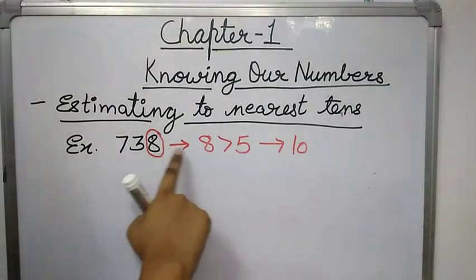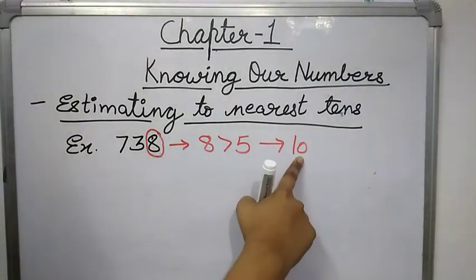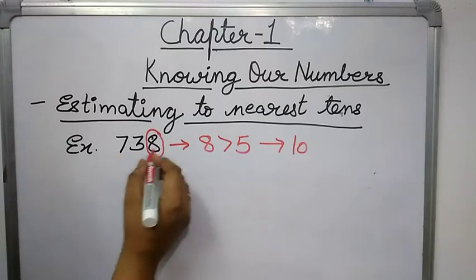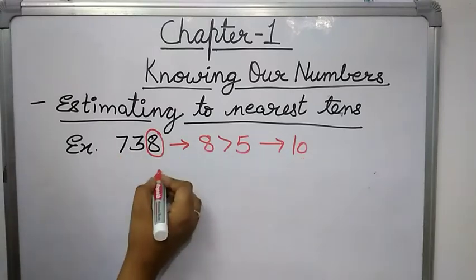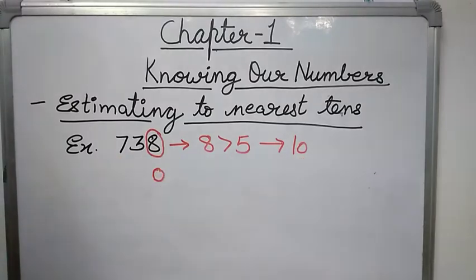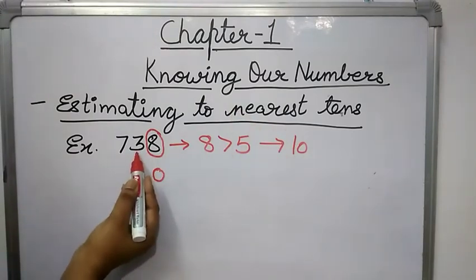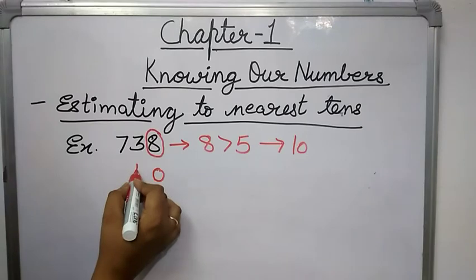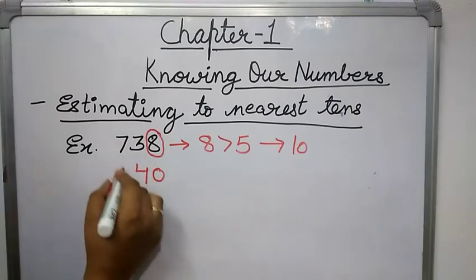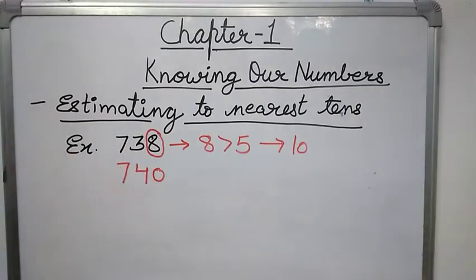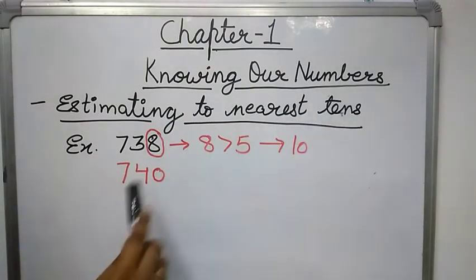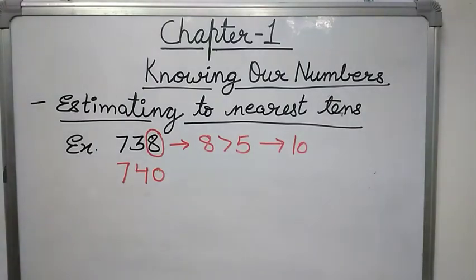So when 8 is estimated to 10, for that we need to put 0 in place of 8 and add this 1 to this 3. So 3 plus 1 is 4 and this 7 will remain as it is. So this 738 will be estimated to nearest 10 as 740.